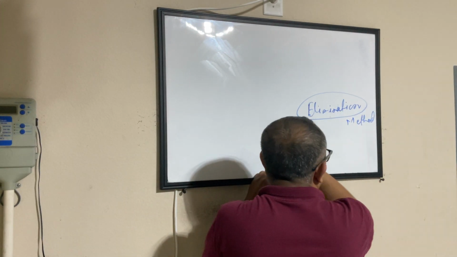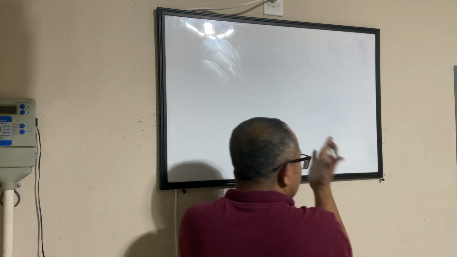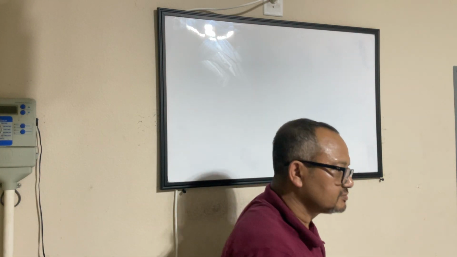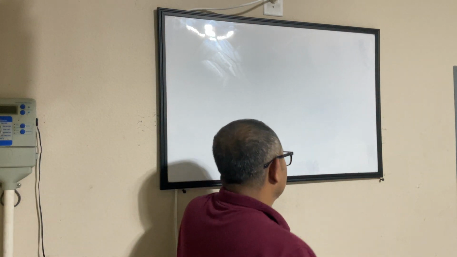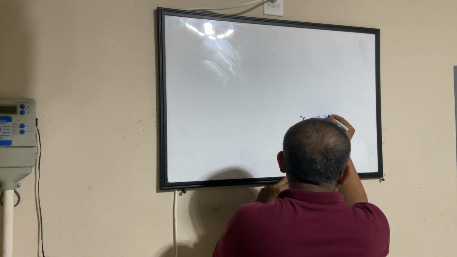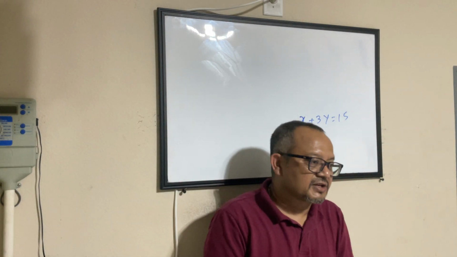But before we do that, there's something called equivalent of an equation. Do you guys know what it means? Equivalent of an equation. Who is going to explain that to me? I have x plus 3y equal to 15. How can you find an equivalent of this equation?